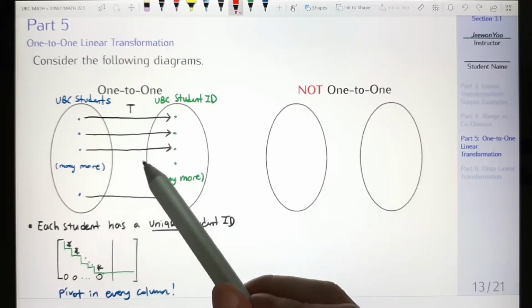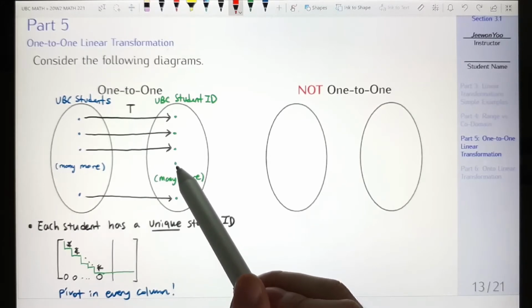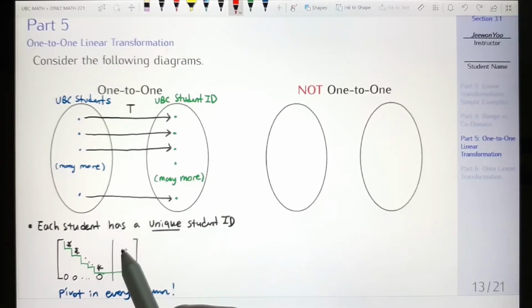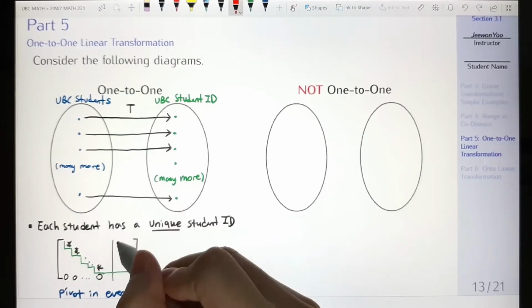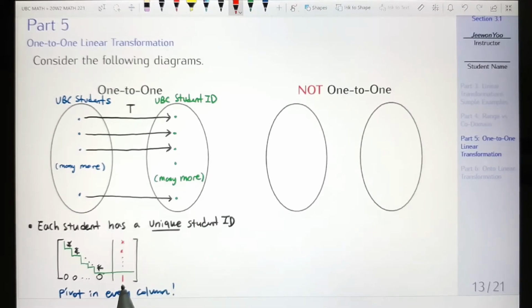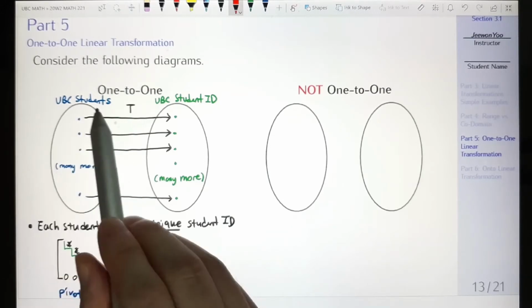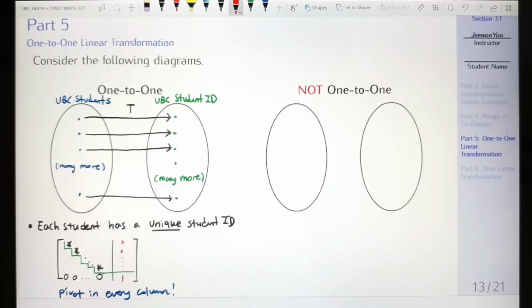Even if you find a UBC ID that is not taken by anyone, this augmented matrix still makes sense. Say you found this unoccupied UBC ID. If you find the reduced echelon form matrix with that particular vector, it will look something like this. At the end, you're going to end up having 0 equal to 1, which means inconsistent. Inconsistent means no one in the group of UBC students took the ID yet. So having a pivot in every column makes total sense when we talk about a one-to-one function. Do you agree?